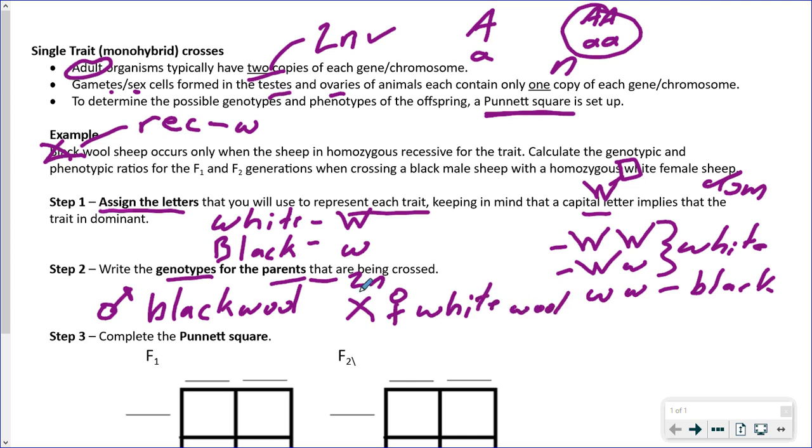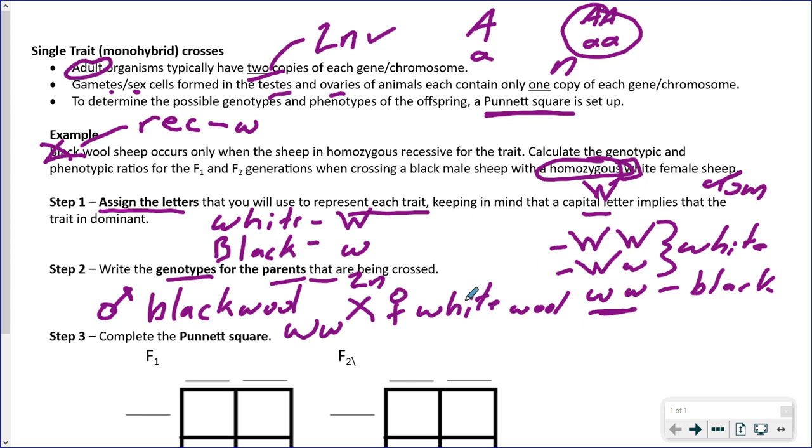So genotypes. These are the phenotypes. What are the actual genotypes? Well, the only way, once again, to get black is if we have two lowercase letters. So this is really what we're crossing in terms of the genotype. It's two lowercase times, in the case of the white female, is it big, big, or is it big, little? Well, the question actually tells you that. It tells you that the female is homozygous, which means the letters have to be the same.